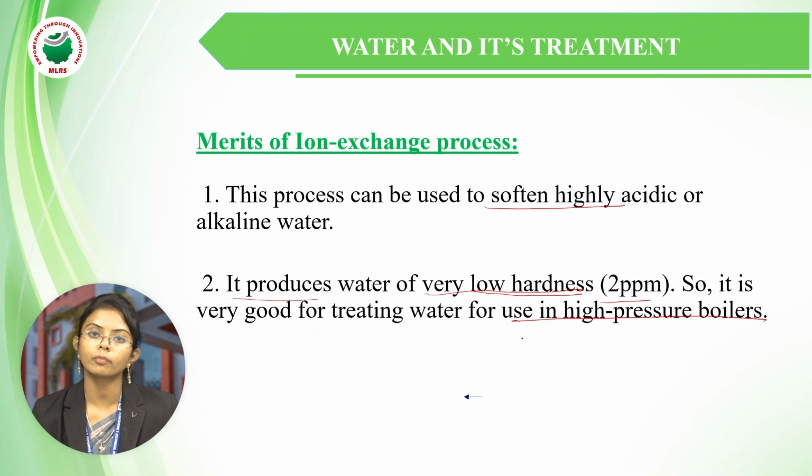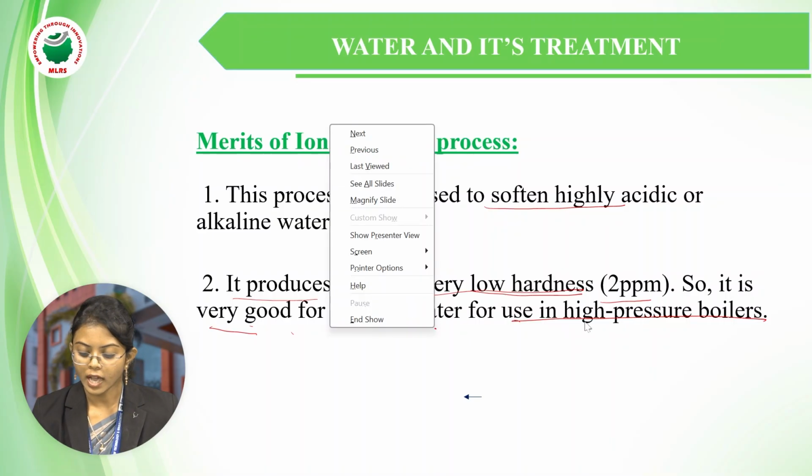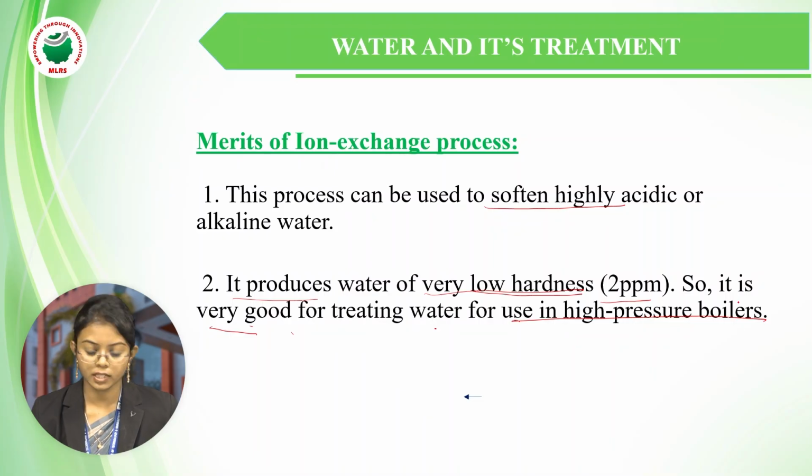So it is very good for treating the water used in high pressure boilers. We are performing this external treatment to the water before sending it into the boiler, because when we send water with hardness causing salts, we can see boiler troubles. So if we purify the hard water by converting it into soft water, it is very good for use in high pressure boilers. These are the advantages of the ion exchange process.